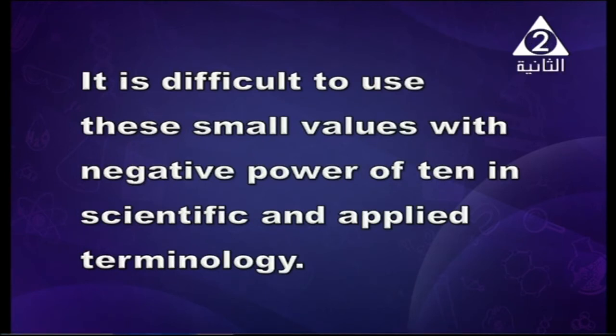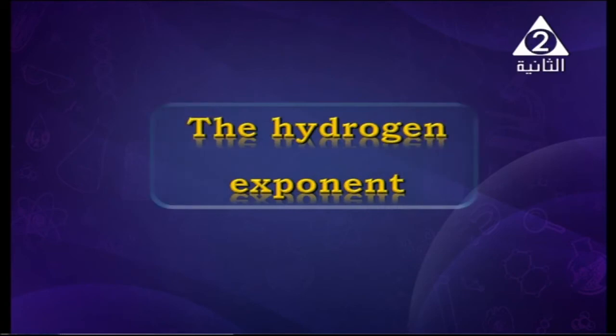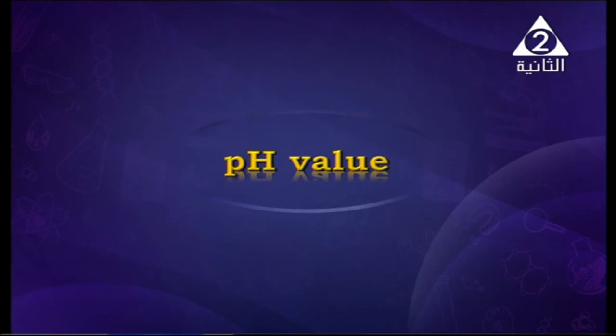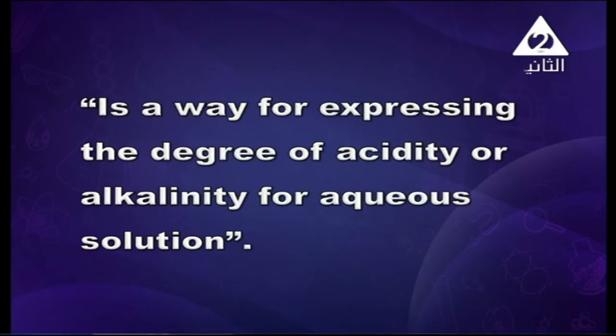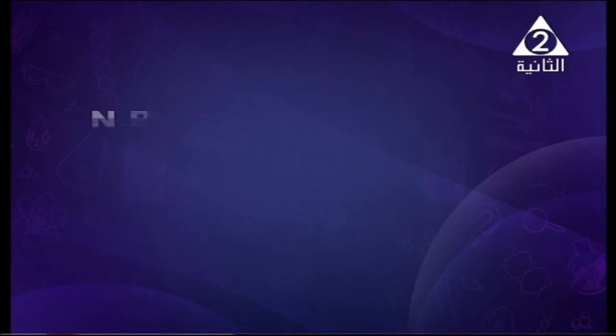My dear student, it is difficult to use these small values with negative power of 10 in scientific and applied terminology. So we use the expression of hydrogen exponent. Here we call it pH value. It is the negative logarithm of hydrogen ion concentration. We can say it is a way for expressing the degree of acidity or alkalinity for aqueous solution.